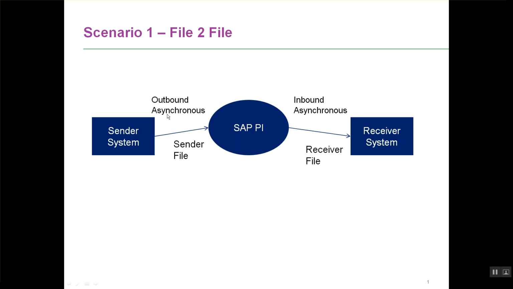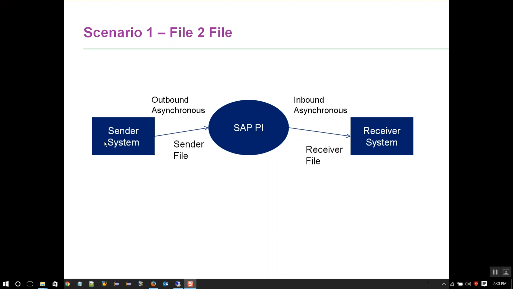The other thing that I would like to call out is this word asynchronous, which is used in both the places. What does asynchronous mean? Asynchronous is nothing but fire and forget. What that means is there is no response expected. So when a sending system sends the file to PI, the sending system does not expect a response back, and that is why the quality of service or the mode of the interface is asynchronous. What is the opposite of asynchronous? It is synchronous. A synchronous interface is an interface where the sending system will get a response back.